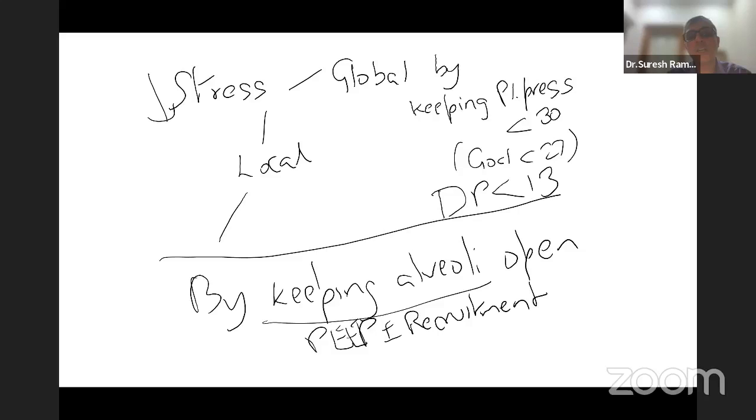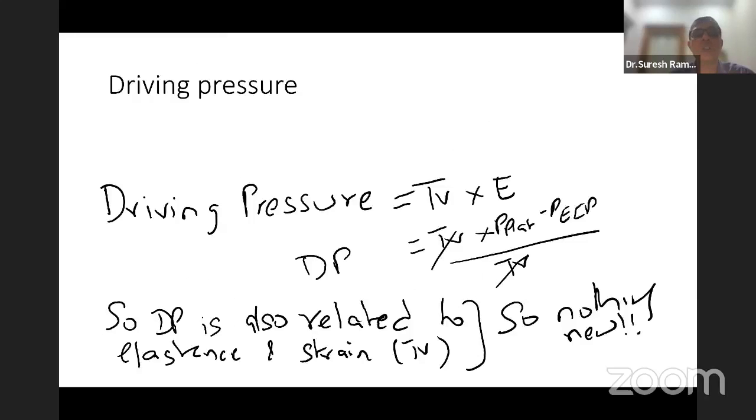And locally, we want to decrease the stress, and we'll talk about whether we can use paralytics to prevent the pendelluft if that happens. Locally, we want to keep the alveoli open, and that is talking about PEEP and recruitment. I'll not talk about recruitment, but I'll talk about PEEP and how PEEP works.